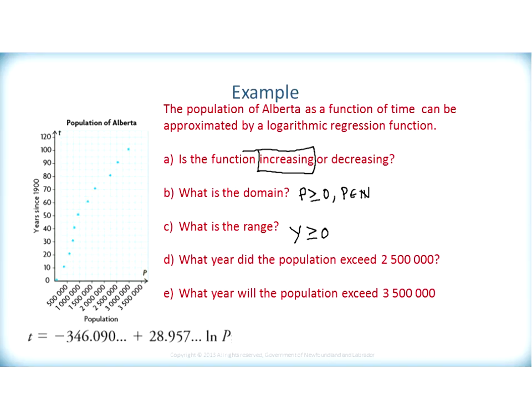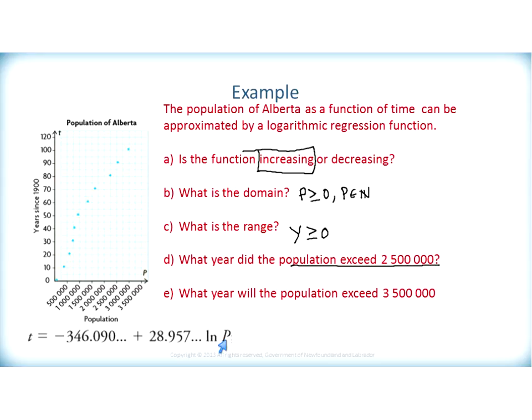So we have years. What year did the population exceed 2.5 million? If we look at the graph and estimate, 2.5 million is here. What year did they exceed? You could say, based on the trend, it might be around 89, somewhere between 85 and 90 years. Okay? But it's giving us the logarithmic regression function right here. So we could put 2.5 million in here for p and determine time.